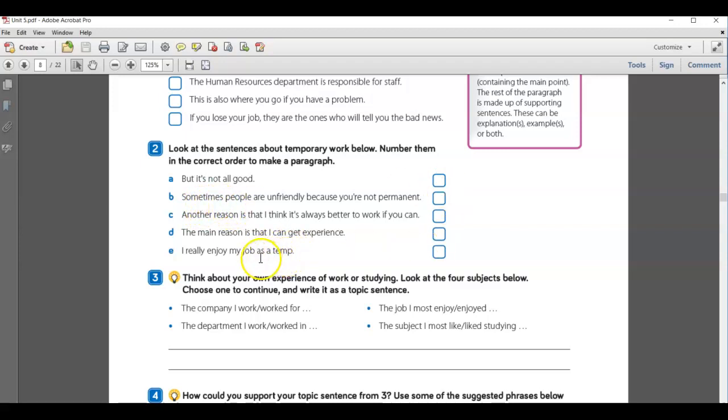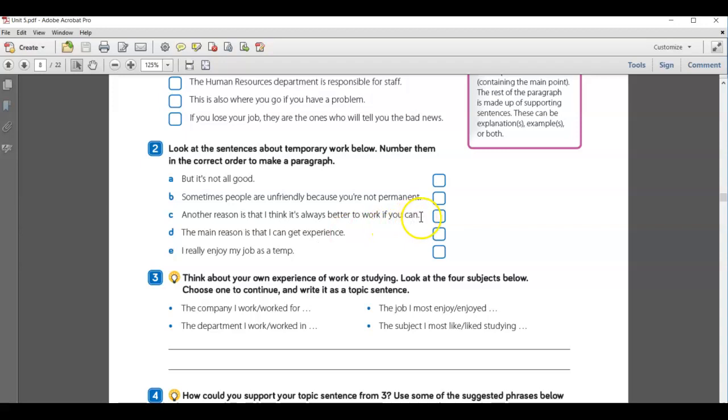I really enjoy my job as a temp. E is number 1, followed by this one. This is the main idea. I really enjoy my job as a temporary. I enjoy it. So this should be followed by explanation. Why? Now, the main reason, this is number 2. The main reason is that I can get experience.